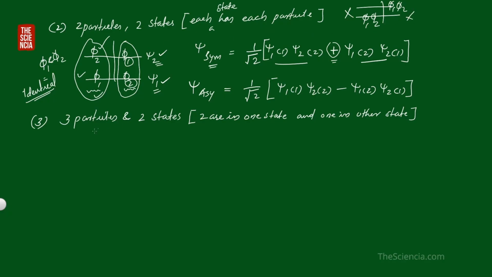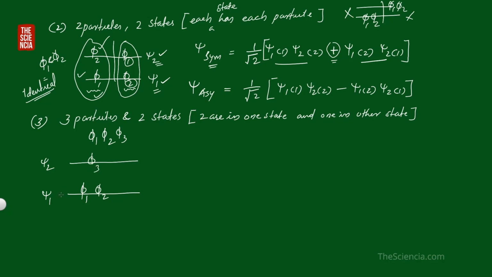Now there are three particles and two states, and two are in one state and one in the other state. So these are the two states. One state is psi 1 and the other is psi 2. And there are three particles, right? I'm calling the particles psi 1, phi 1, phi 2 and phi 3. So what are the possible combinations? Now I'm filling this phi 1 and phi 2 here and phi 3 here.